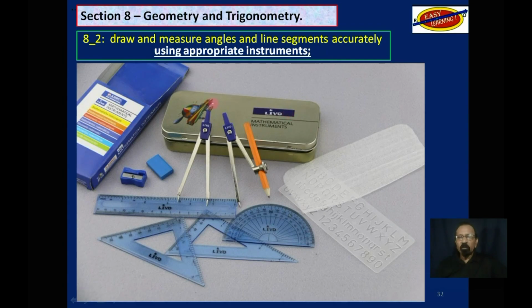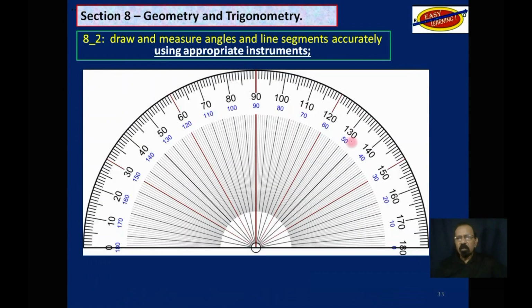So you will need what is called a set of mathematical instruments. We sometimes call that a geometry set. You will find in it a pair of compasses, a pair of dividers, a protractor, and 2 set squares, and a 15-centimeter ruler, and 1 or 2 other items. So this is the protractor that we will need to measure angles and to draw angles.